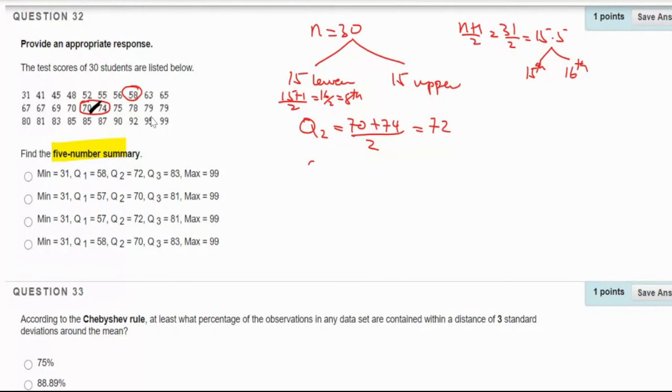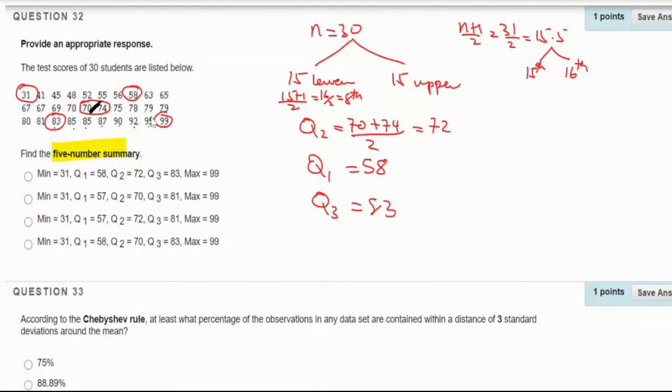All right, so Q1 is 58. Then we could count backwards, 8. So 1, 2, 3, 4, 5, 6, 7, 8. So Q3 is 83. And looks like that's all we need, right? So the lowest is this. Let me circle the 83. So it should be 31, 58, 72, 83, and 99.